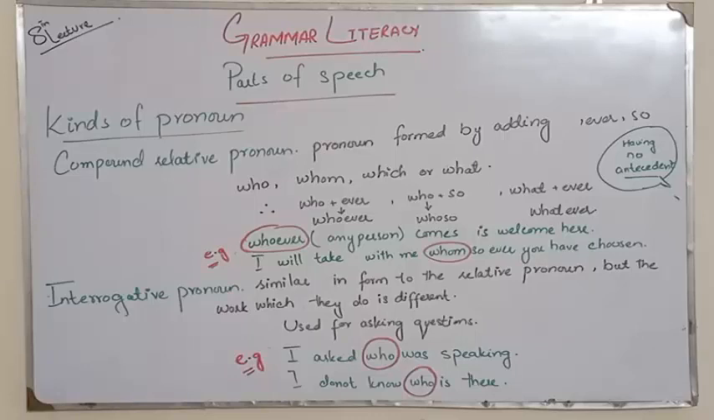Whose is this book? It's a possessive one, but it is asking a question. What is that? It's a nominative case, but it is very common, which is used here, and it is an interrogative pronoun. The next one is: who goes there? Whose umbrella is this? So these are the interrogative pronouns.